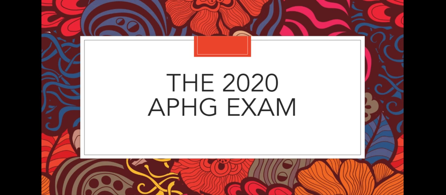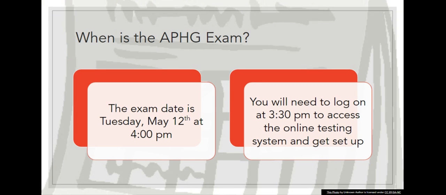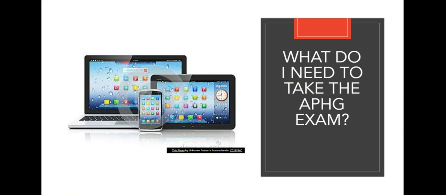So, as you might be aware, College Board released today the format specifics for this year's AP exam. And we know that they're a little bit different. So, first of all, the exam date has now changed. The exam date for us is Tuesday, May 12th at 4 o'clock p.m. Now, you'll need to log on at 3:30 p.m. to access the online testing system and get set up. We will have more details about that online testing system, as well as some opportunities for you to practice the online system to be familiar with it in coming weeks.